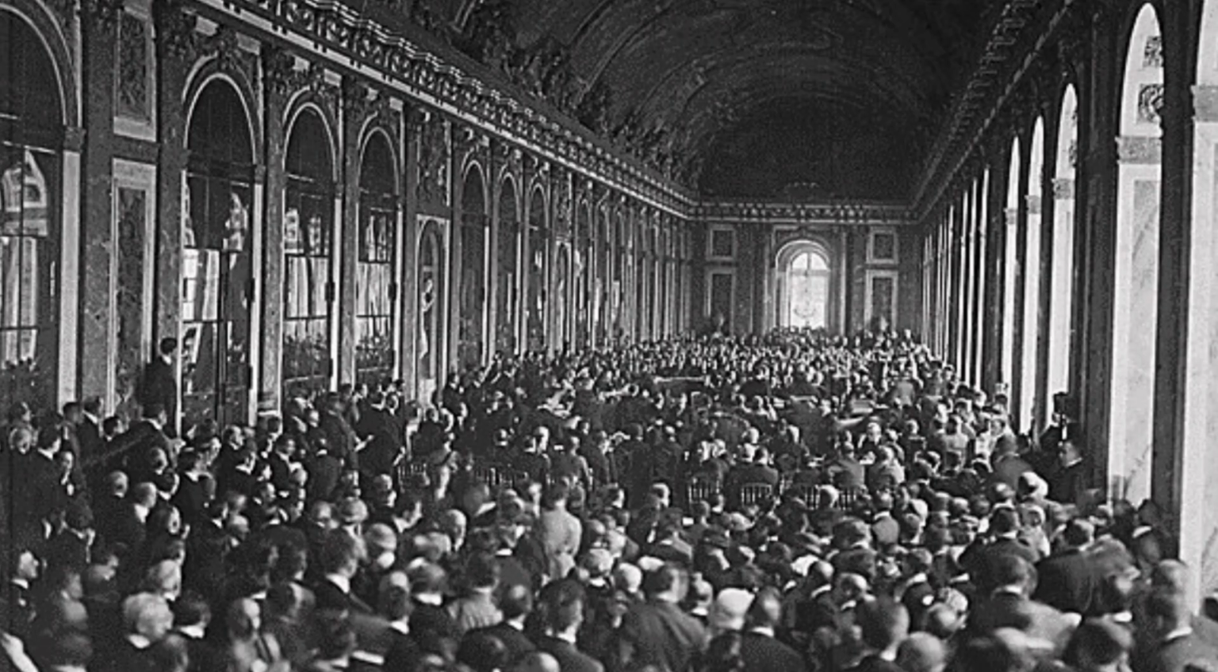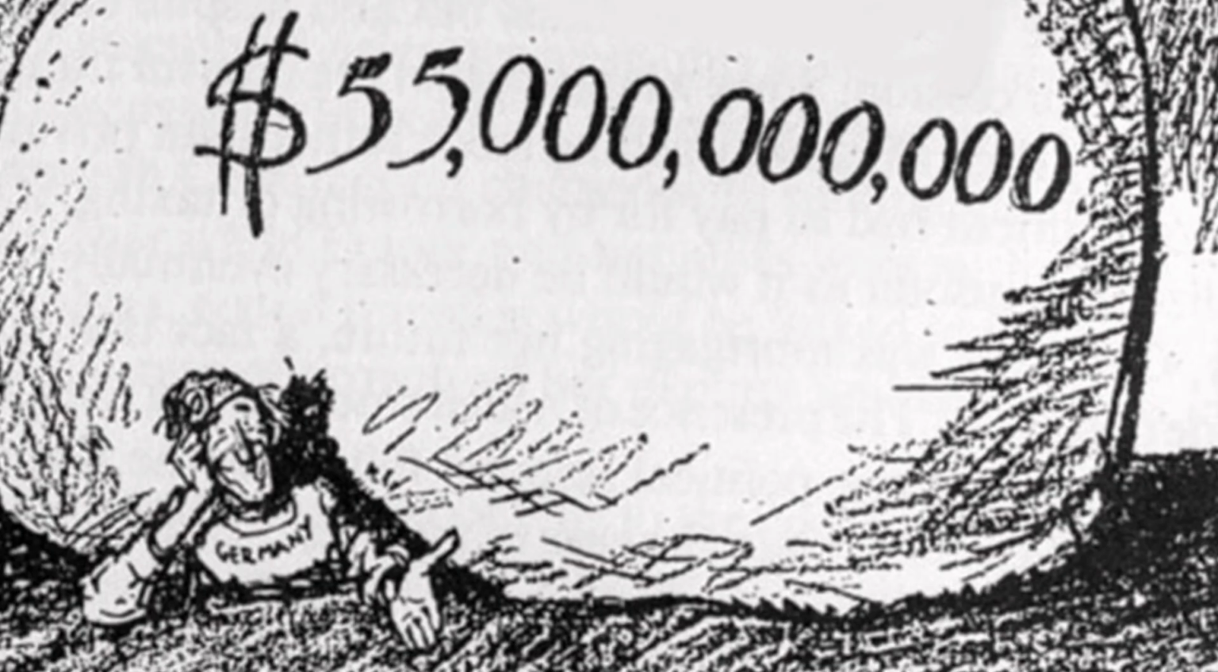The actual terms of the TOV can be summarized in 4 categories. In Article 231, Germany had to accept responsibility for starting the war. Germany had to pay 132 billion gold marks in reparations to those nations affected by the war. That's 6.6 billion pounds, and this crippled the German economy.